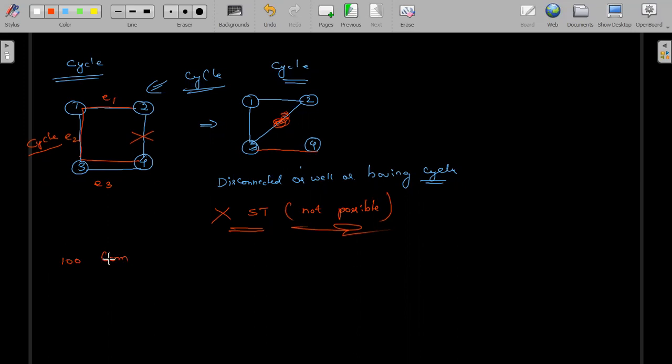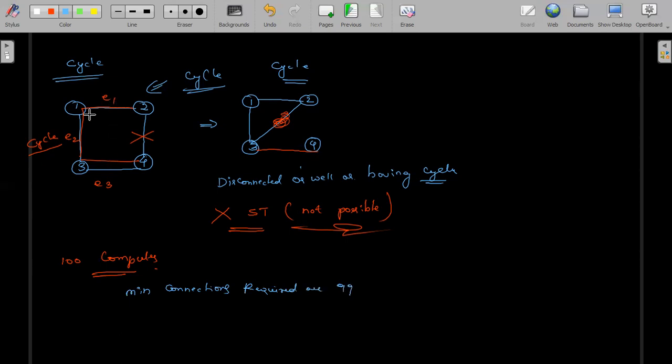That is the reason why we are going to use this. We have 100 computers and I want to connect all of them with the minimum. How many connections are required? You tell me. To cover all 100 computers, what is the minimum number of connections required? The minimum connections required are 99. Yes or not?